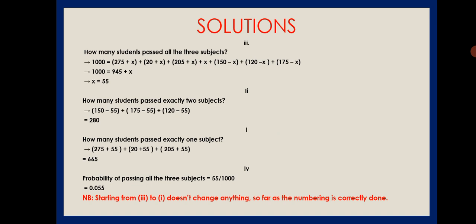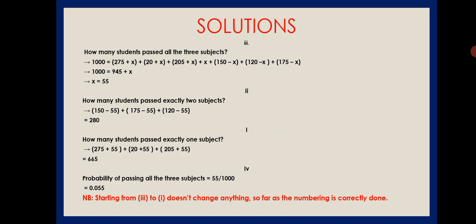Let's go to our third question. How many students pass exactly one subject? Exactly one subject. So the individual regions, B only, C only, P only. We said 275 plus the x, which is 55, plus 20 plus 55, plus 205 plus 55. At the end, the answer becomes 665.